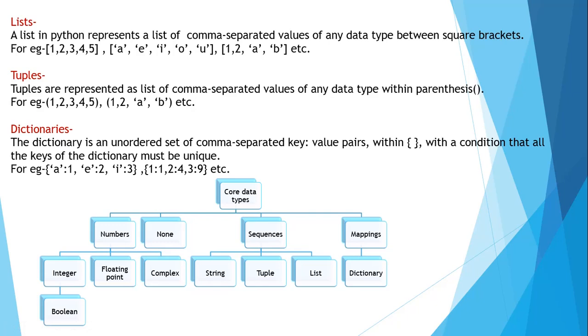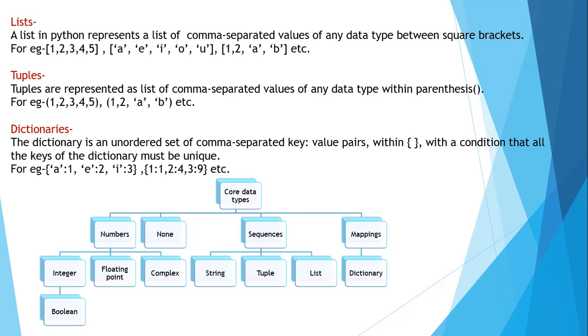Now this is a basic summary of the data types involved. You can say that the core data types are basically numbers, none, sequences and mappings. Inside the numbers you have integer, floating point and complex numbers, and inside the integer you have the boolean data type. Similarly, for the sequences you have string, tuple and list.